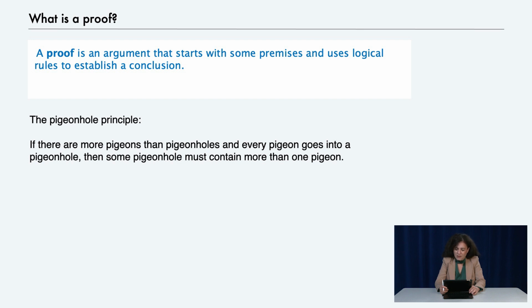Now, anecdotal examples are not proofs. We need to have some healthy skepticism, and proofs are what help us convince ourselves and others that our claims are true. So a proof is an argument that starts with some premises and uses logical rules to establish a conclusion.